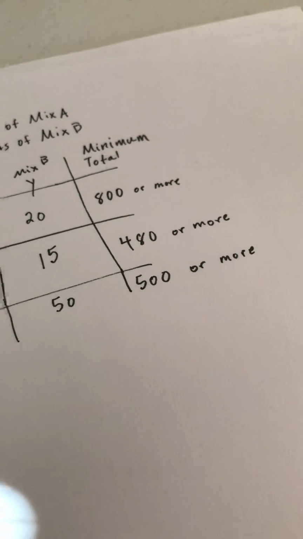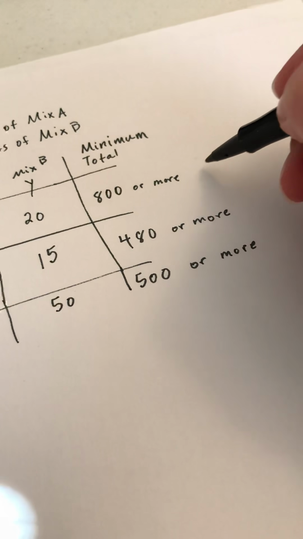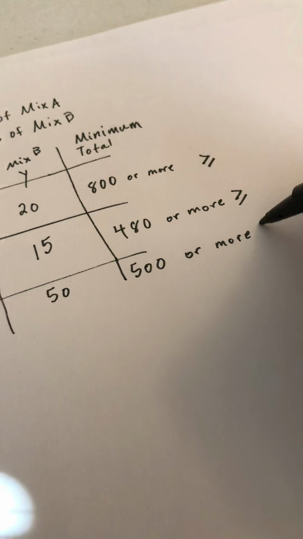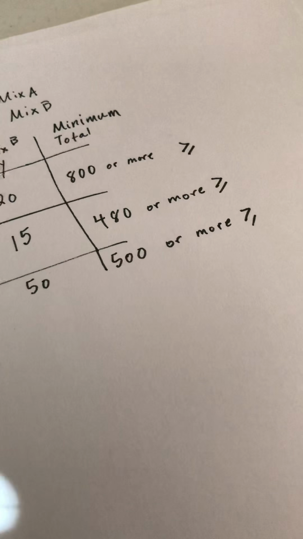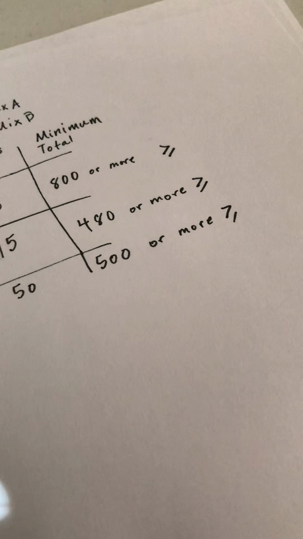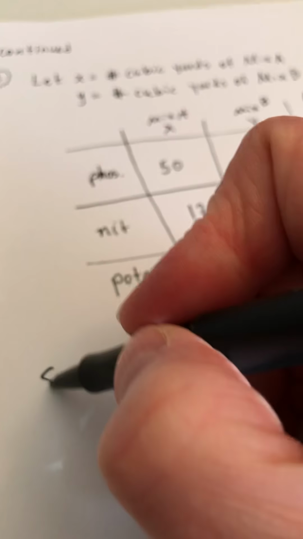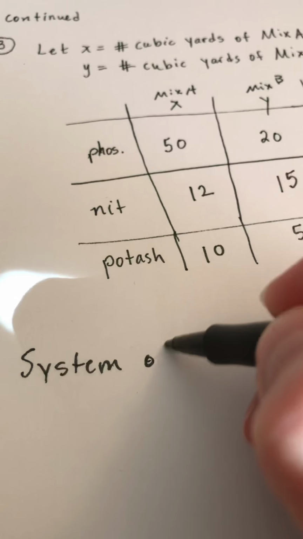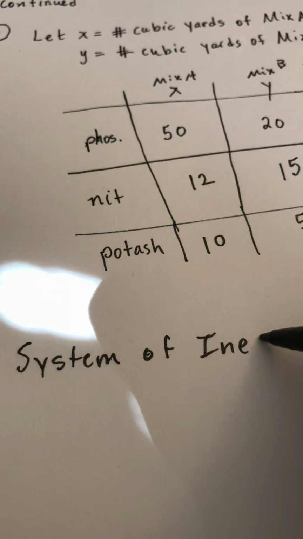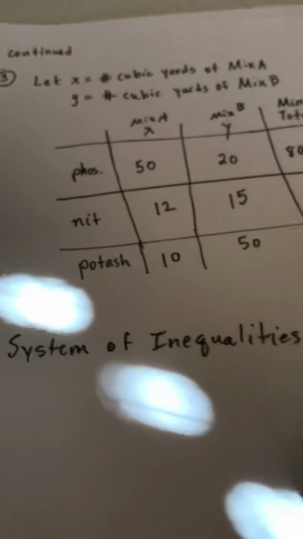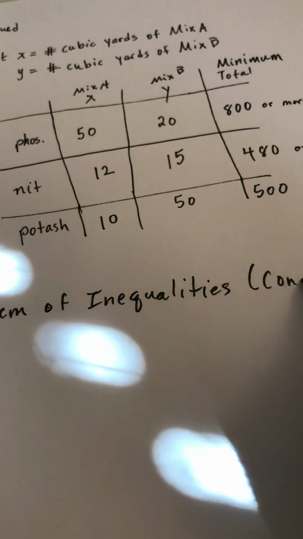And the or more part is getting us into these inequalities, the greater than or equal to. So 800 or more, this is a greater than or equal to situation. So let's take a look at our system of inequalities. Here we go. System of inequalities. And later we'll find out that these are called our constraints.